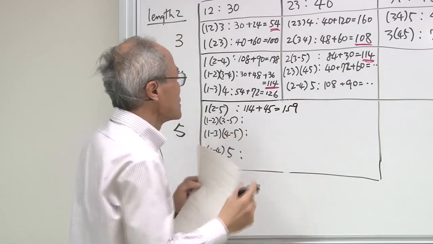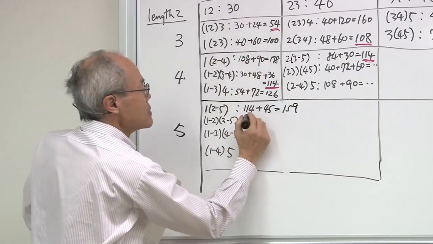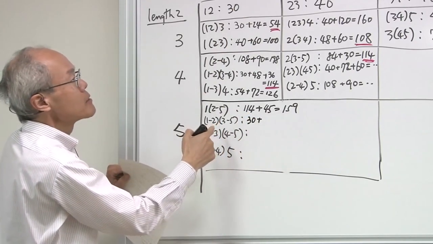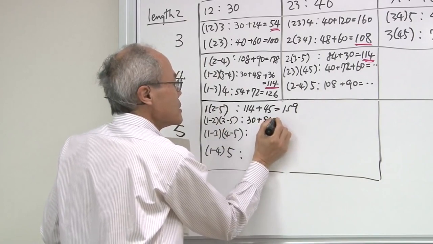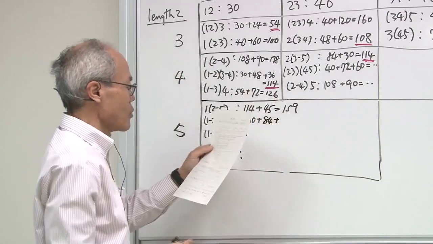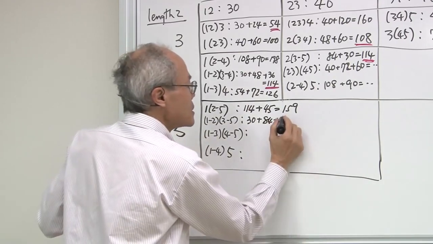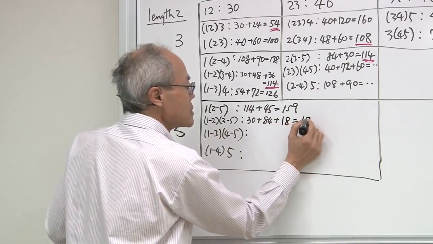Again, here, in order to multiply 1 and 2, we have the answer here, plus 3 to 5, where? 3 to 5 here, 84, plus what? 18 is equal to 132.